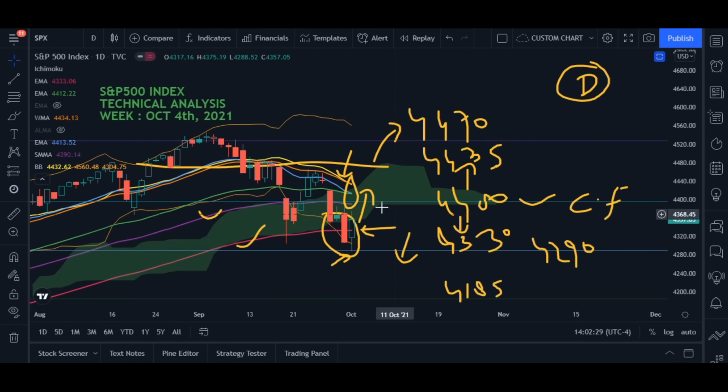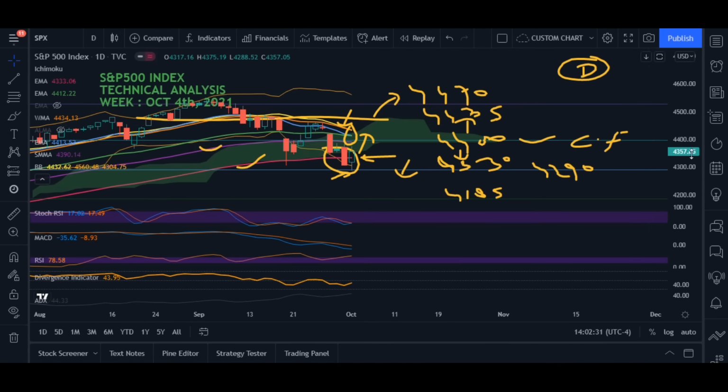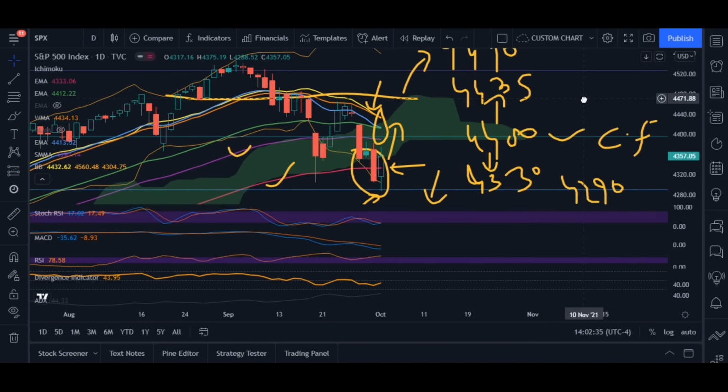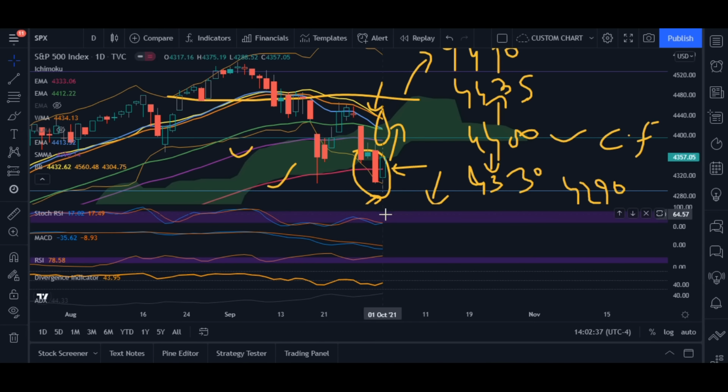Moving averages we have already discussed, the Ichimoku we have already discussed, and if I talk about the other technical indicators, we have stock RSI. Stock RSI is still bearish. K channel is less than D channel, and both are less than 25.